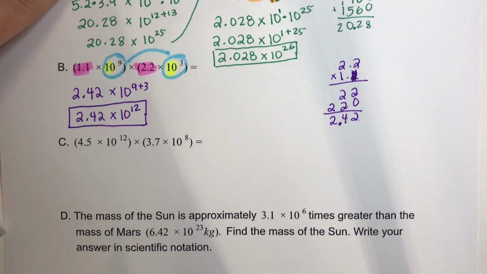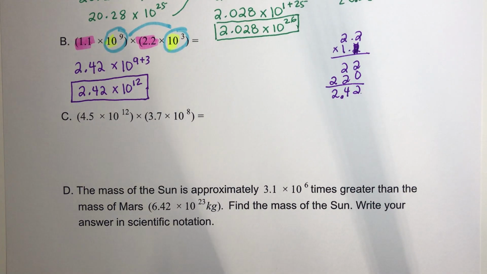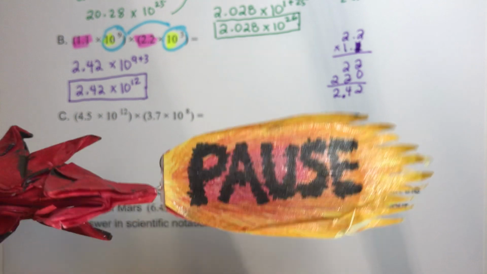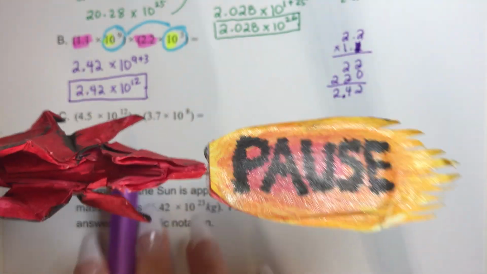All right, so now it is your turn to try C. Where's my friend? Here's my friend, the pause dragon. Remind you to pause your device. Go ahead and work out problem C. When you get done, press play and we'll talk about it together. All right, see you in a bit.